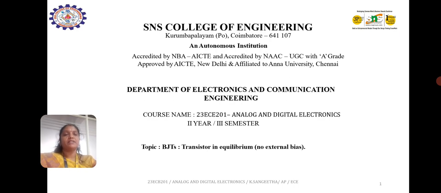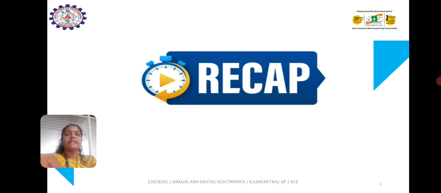So today's topic is transistor, that is BJT in equilibrium condition, that is no external bias, and with biasing. So let us have a small recap about the previous portion. In the previous class we have studied about the basics of BJT. What is BJT and what are the terminals? That is BJT, that is bipolar junction transistor.